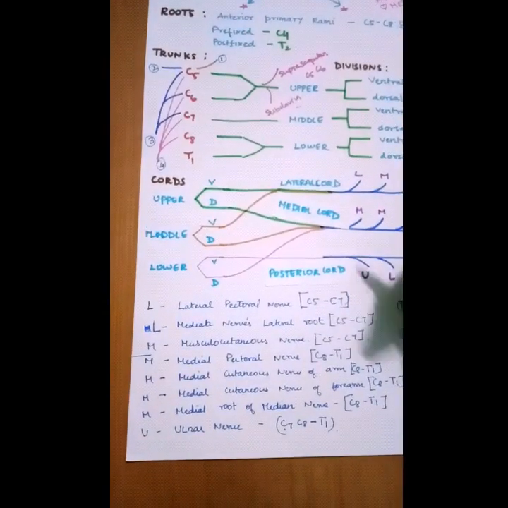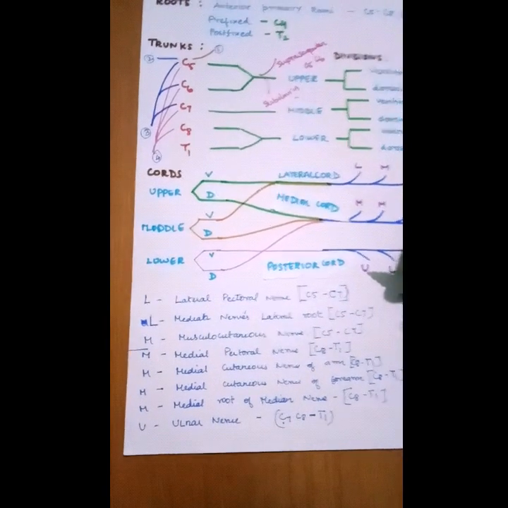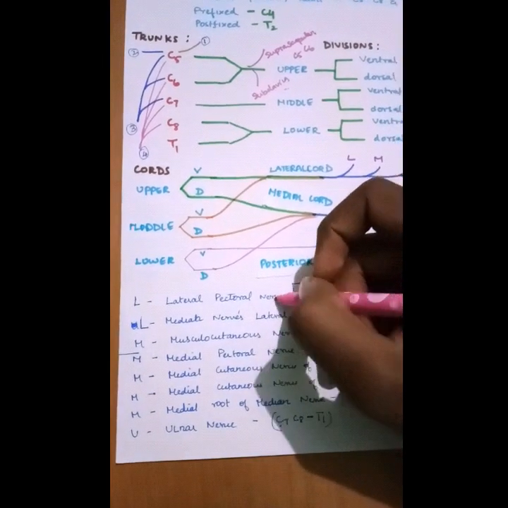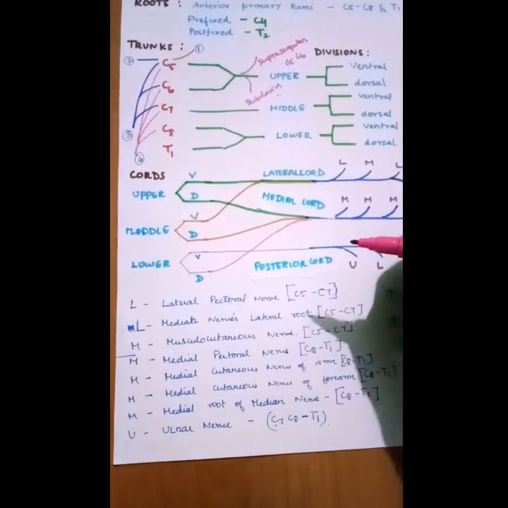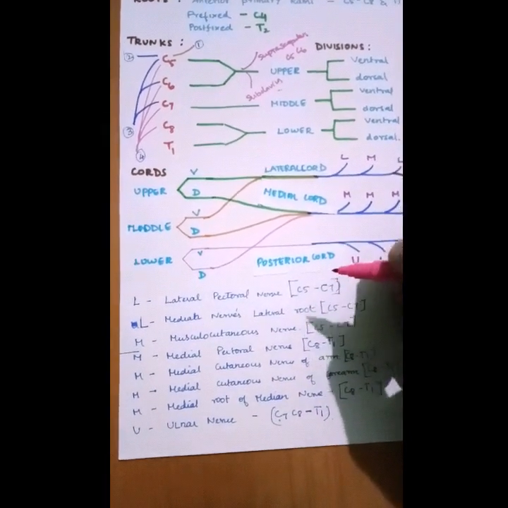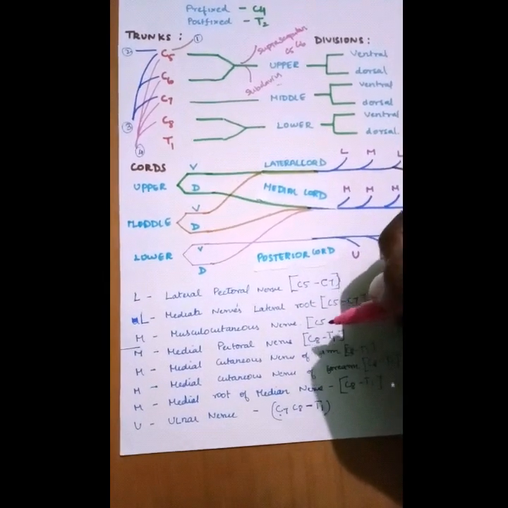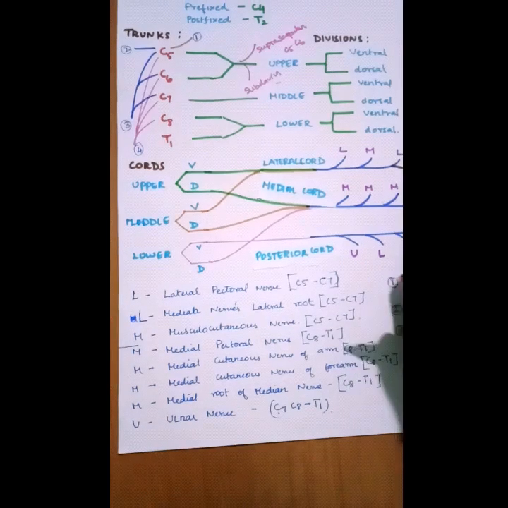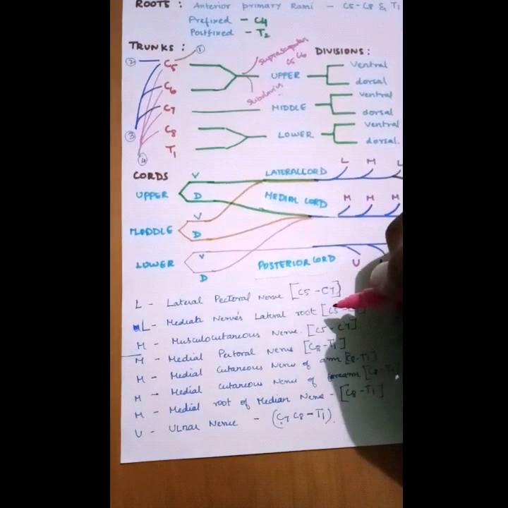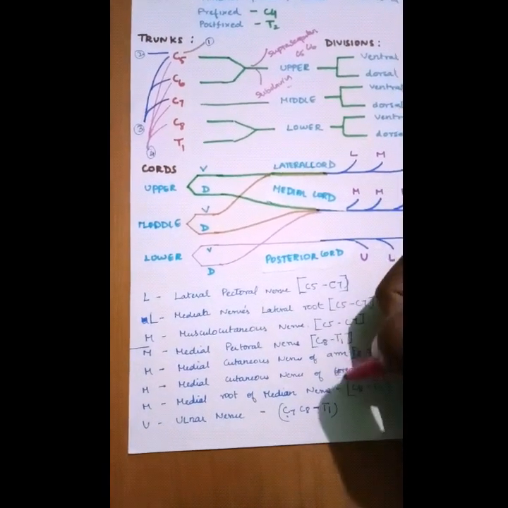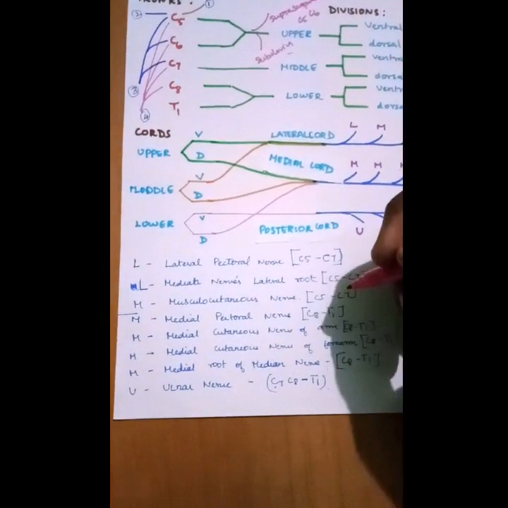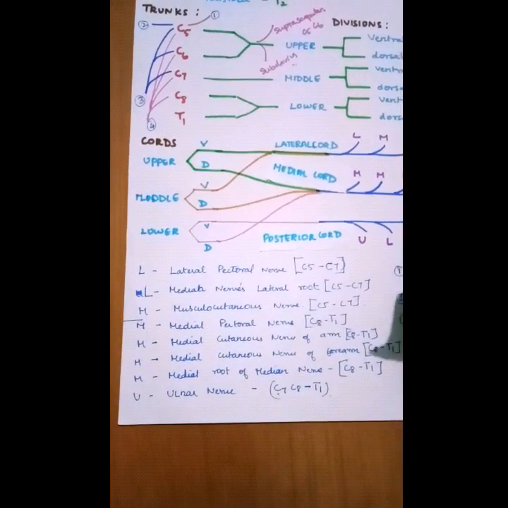A quick distribution pattern of these nerves: lateral pectoral nerve and the medial pectoral nerve supply the pectoralis major and the minor muscles. Musculocutaneous nerve supplies the coracobrachialis muscle, and then the biceps brachii, and also runs cutaneous after that. The lateral root of median nerve and the medial root of median nerve together join to form the median nerve, which is important for the intrinsic muscles of the hand and some other flexors of the forearm.